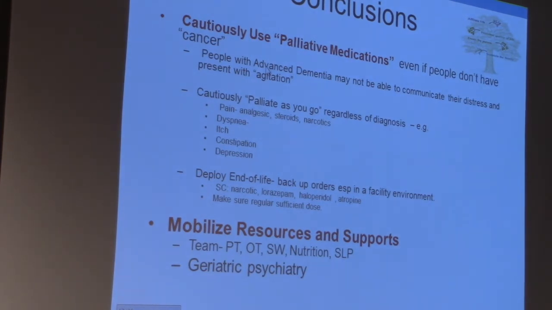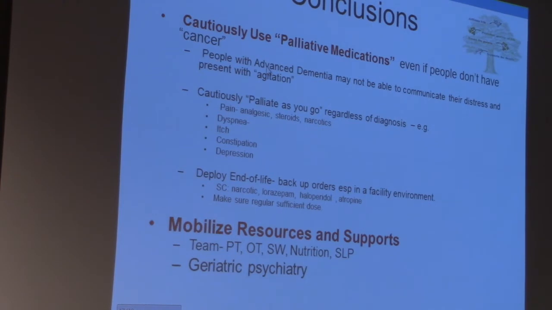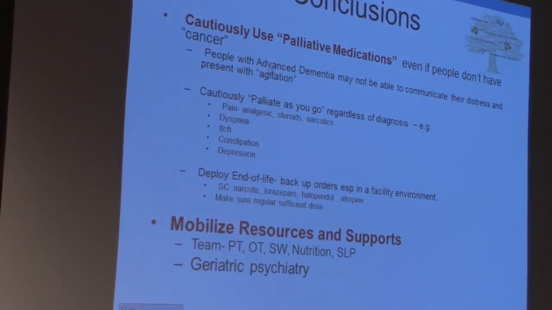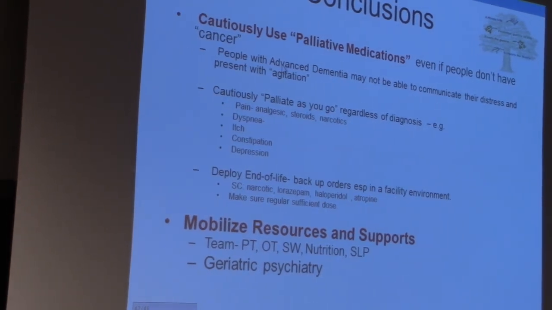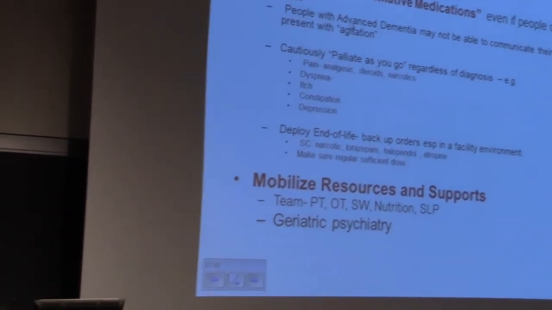I like to think of it as palliative as you go with people. It's not mutually exclusive. There's good studies that show that palliation plus chemotherapy and oncologic care has better survival than just pure chemotherapy and radiotherapy without the palliative care. So people do better with palliative care plus active treatment. And treat their pain, treat their dyspnea, treat the constipation, treat their itching, treat their depression. These are things that drive people crazy and make their last days not very good.